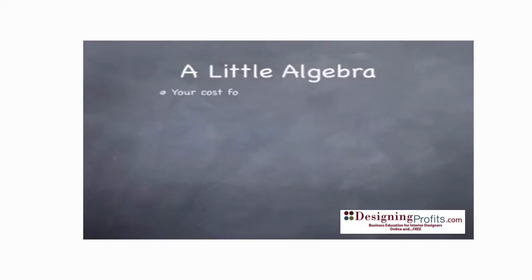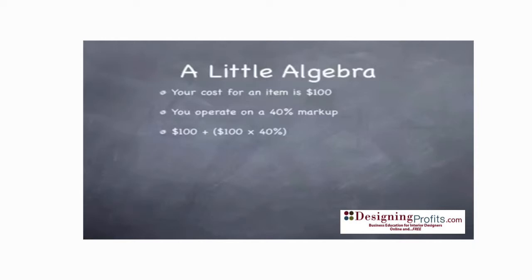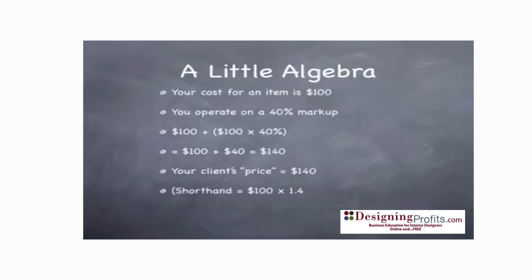A little algebra. Your cost for an item in this example is $100. You operate on a 40% markup. $100 plus $100 times 40% is $100 plus $40, or $140. Your client's price is $140. For the math whizzes, that shorthand is $100 times 1.4 equals $140 price.